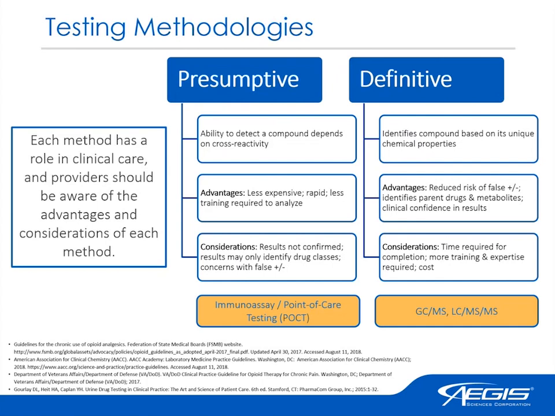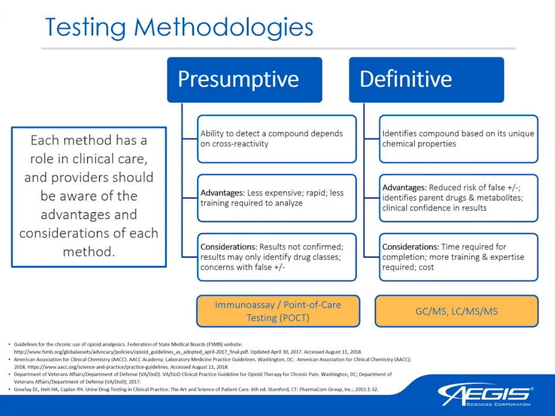The extent of cross-reactivity across a drug class or to other cross-reacting compounds may vary depending on the immunoassay that's being used. For instance, pseudoephedrine may have cross-reactivity with methamphetamine, resulting in a false positive result on presumptive testing. While presumptive methods are typically rapid, less expensive, and do not require extensive training to perform, the results are not definitive and are therefore subject to false positive and false negative results.